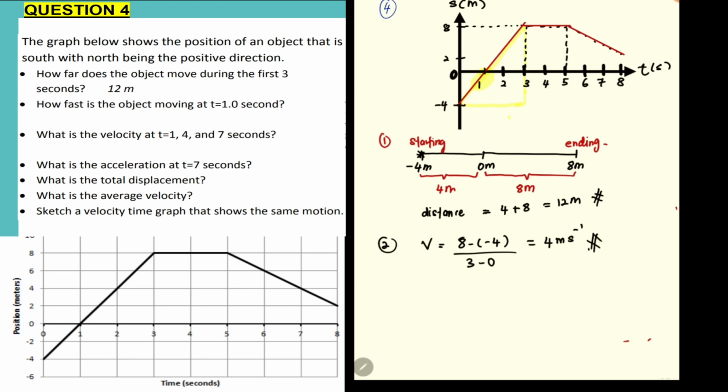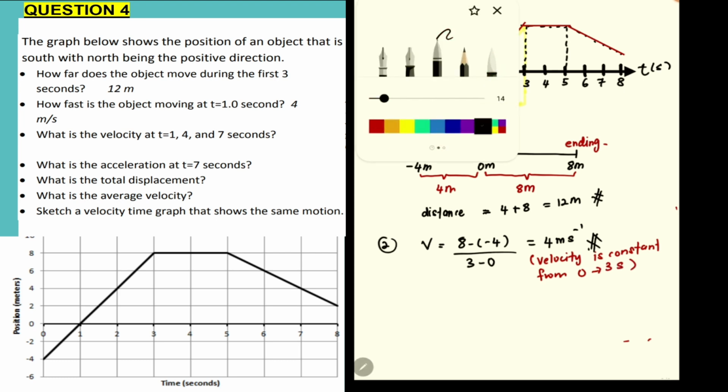So from 0 to 1 second, 2 second, 3 second, at any point here the velocity is 4 meter per second. Here is also 4 meter per second. Here, here, here, all the way from 0 to 3 seconds, the velocity is 4 meter per second. You must know velocity is constant. The gradient is constant. So the velocity is constant from 0 to 3 seconds. Alright. Let's continue.